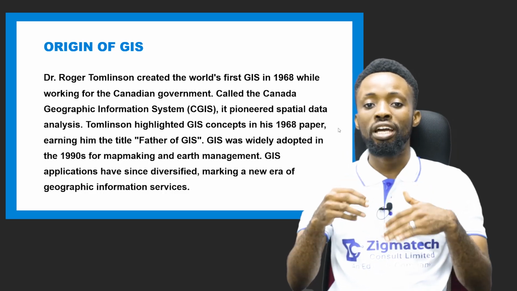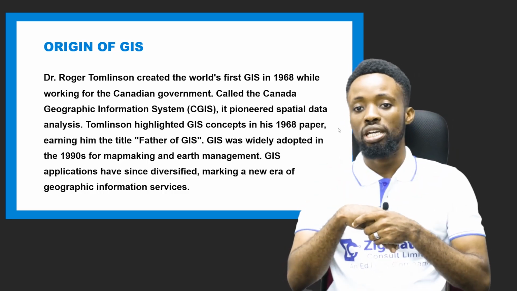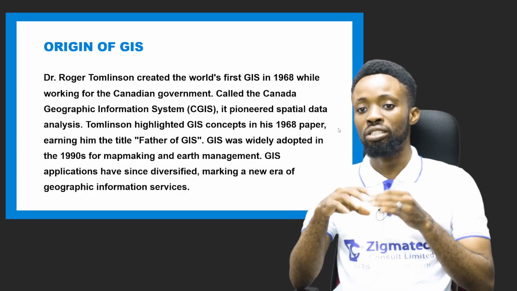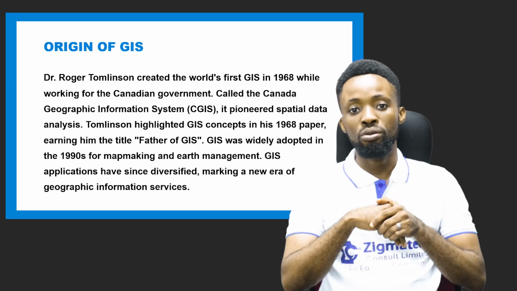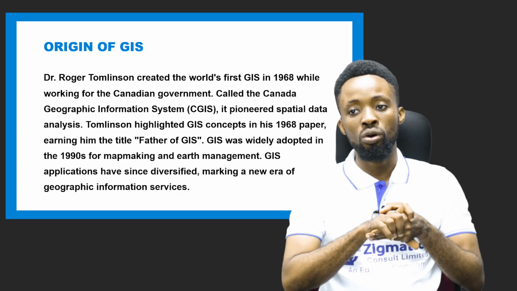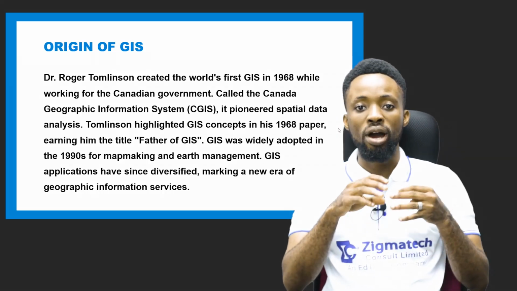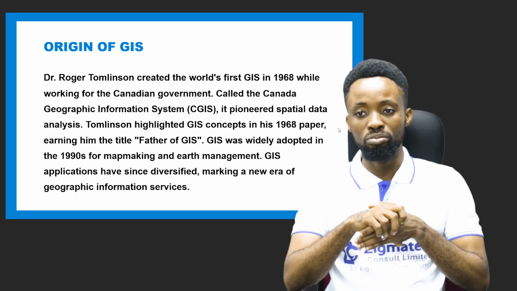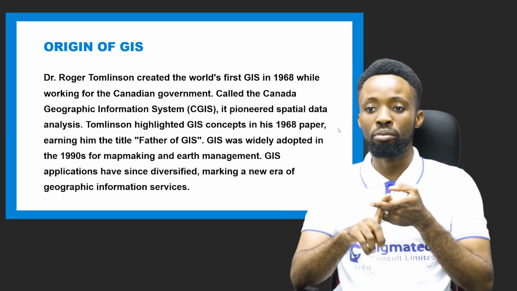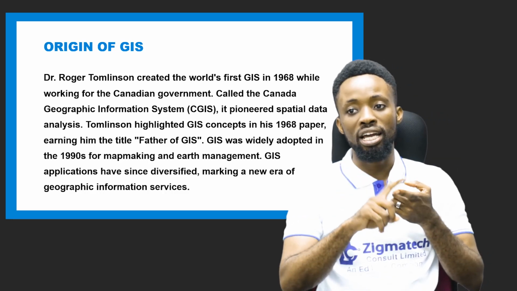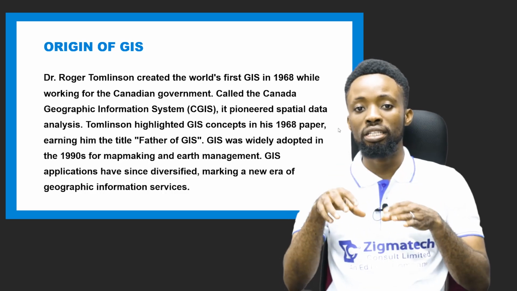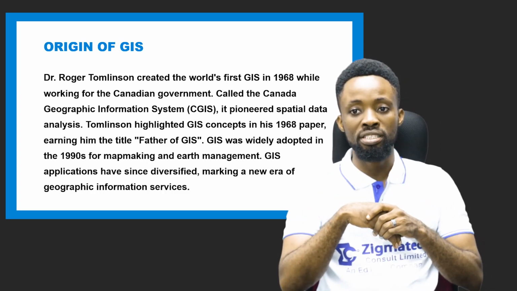Now, the origin of GIS could be traced to a man known as Dr. Roger Tomlinson, a Canadian. He was based in Ontario in Canada. In 1968, he created the world's first GIS while he was working for the Canadian government. It was called the Canada Geographic Information System, CGIS, and this work actually pioneered spatial data analysis.